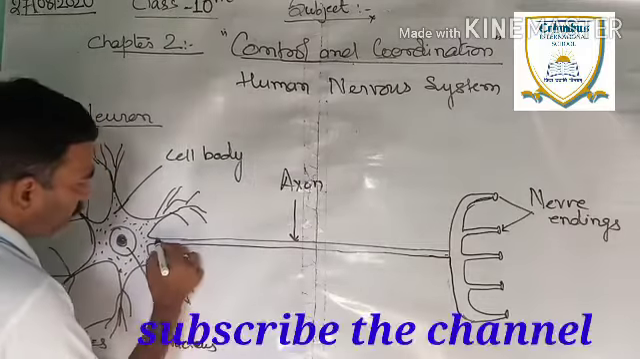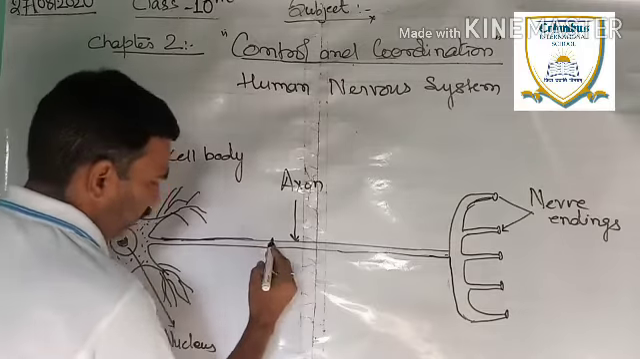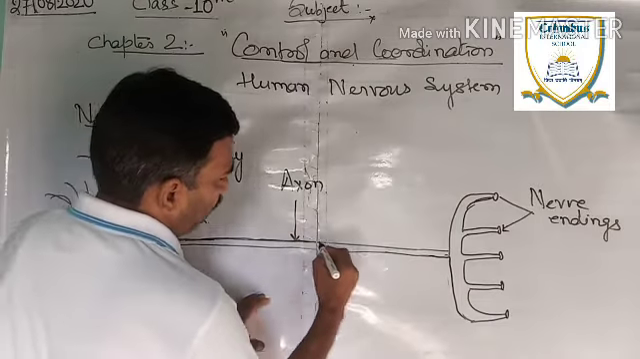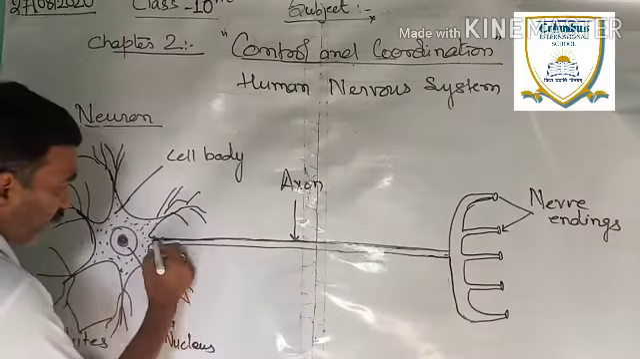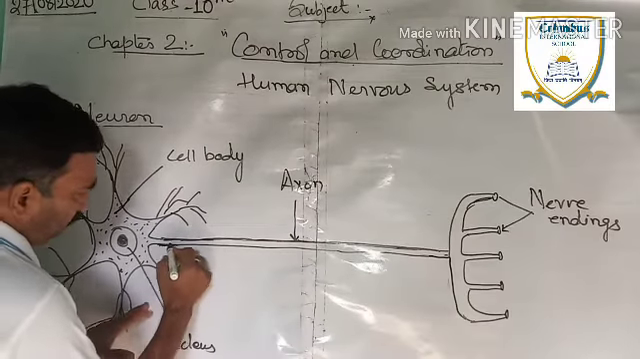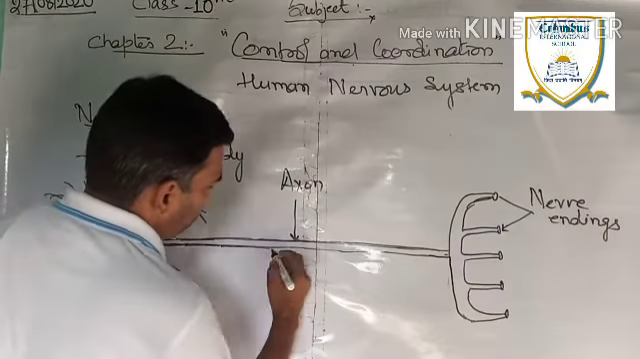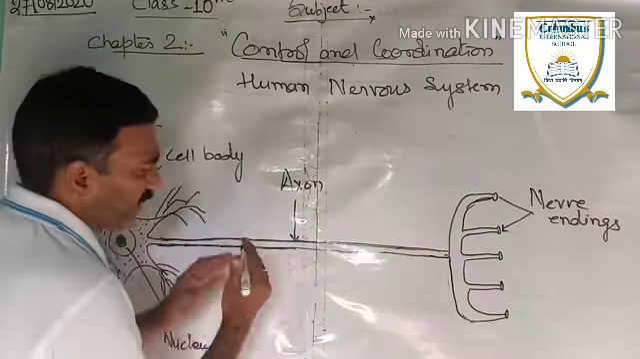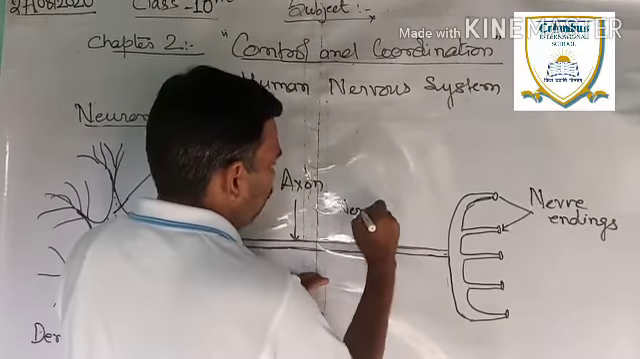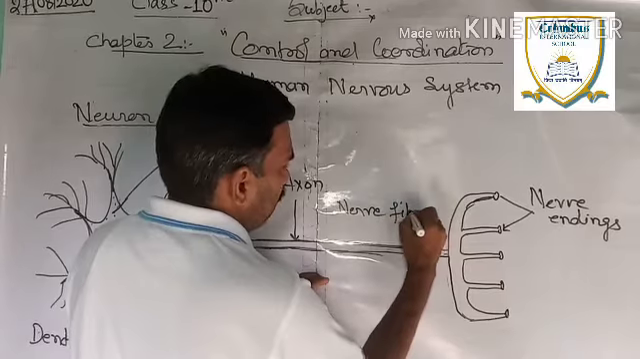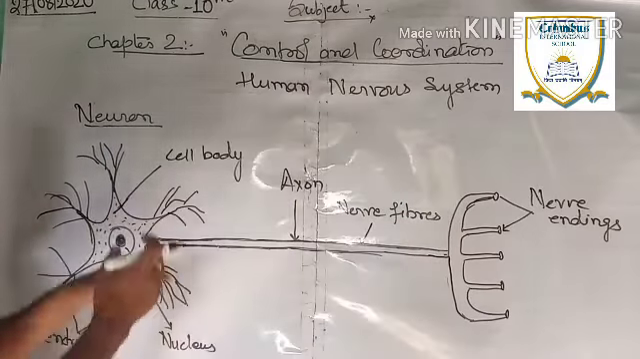Before that, just over these axons runs a fiber-like structure which is called nerve fiber. I have only one color of marker, so just watch carefully, otherwise you will miss things. Just over the axon, you have a fibrous structure which is completely attached to the axon, and these are called nerve fibers. Correct? That means nerve fibers are just over the axon.